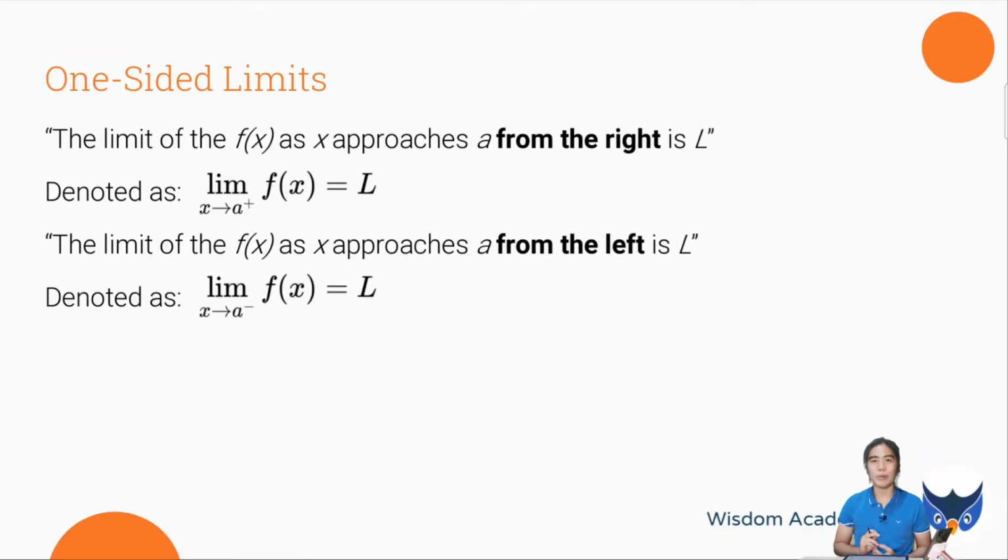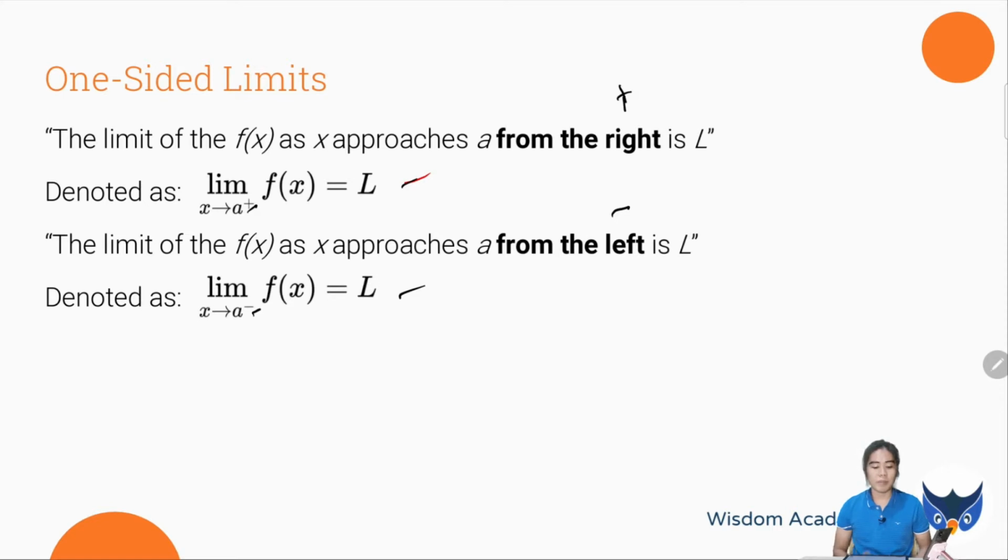So first, let us define what is one-sided limits. One-sided limits are denoted as seen on your screen, this one and this one, and it is read as the limit of f of x as x approaches a from the right or from the left is L. So, nag-iiba lang siya from normal limits with these signs. Yung plus and minus sign alongside a. Okay? So, plus denotes if x approaches from the right and minus sign denotes if it is from the left.